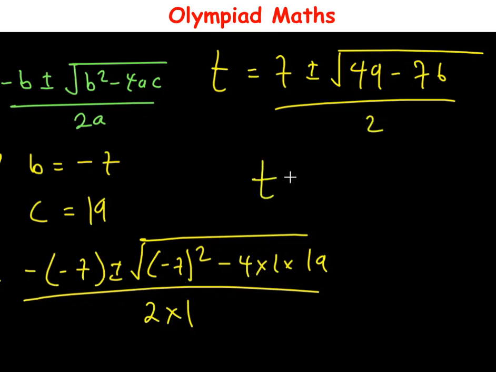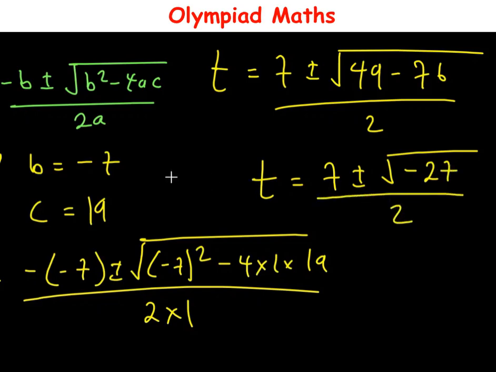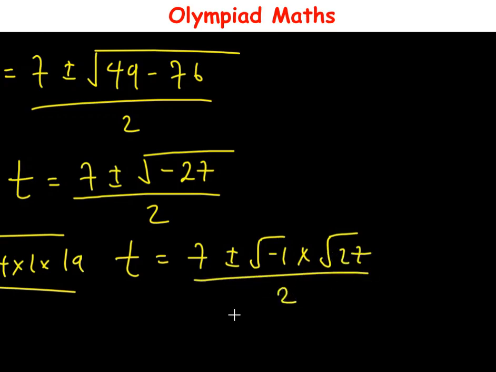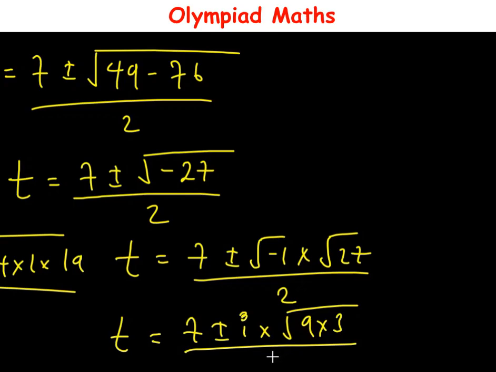From here, t is equal to 7 plus or minus square root of 49 minus 76 is equal to minus 27, then all over 2. So with this, to then solve for the value of t is equal to 7 plus or minus, this can be written as root minus 1 times root 27, then all over 2. So with this, t is equal to 7 plus or minus, root minus 1 is i, times, we can write root 27 as root 9 times 3, all over 2.